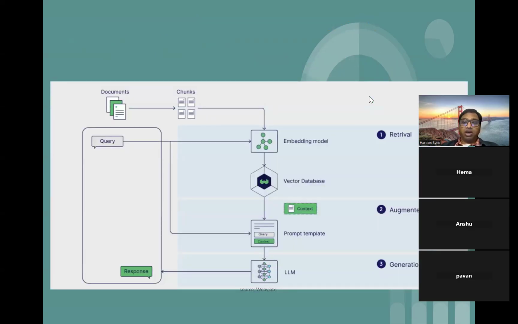So can anybody tell me what we are looking at here? Yeah, Hima? RAG framework. Yeah, RAG framework, right? So this entire thing, we know, is a RAG framework. We have documents split into chunks, an embedding model, and we put them in a vector database. We have a user query that comes in, and the embedding model is used. We send the query and the retrieved context both in a prompt template to the LLM, and the LLM will generate the response. So this is all part of the RAG.